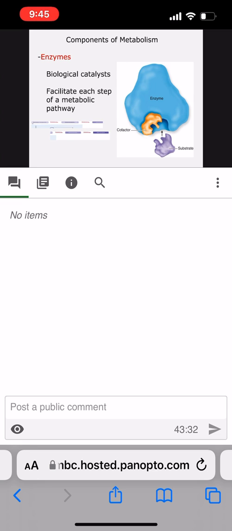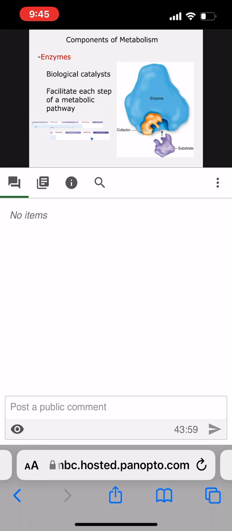Okay, so they help speed up reactions. That's correct. But the major part of that is that they don't participate in the reaction itself. That is, they don't participate in the reactants or the products, right? They're basically silent, and they facilitate each step of the metabolic pathway.